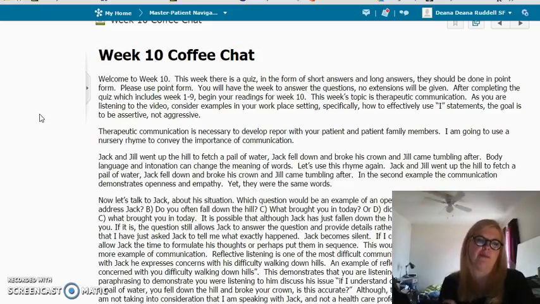Jack and Jill went up the hill to fetch a pail of water. Jack fell down and broke his crown, and Jill came tumbling after. Body language and intonation can change the meaning of words.